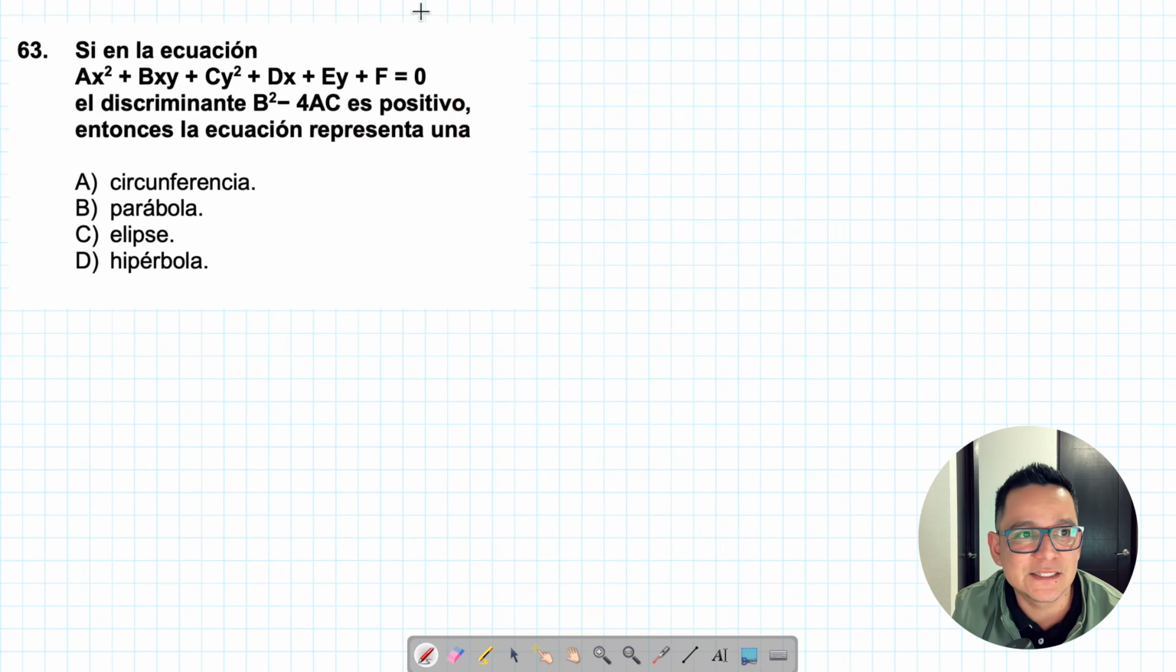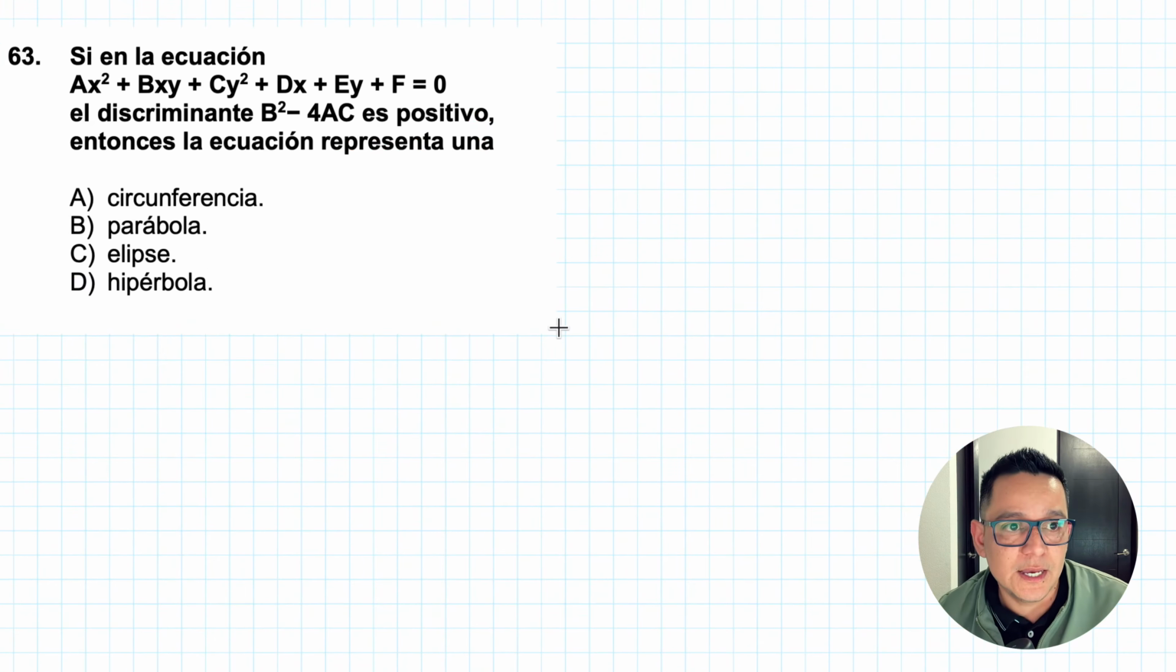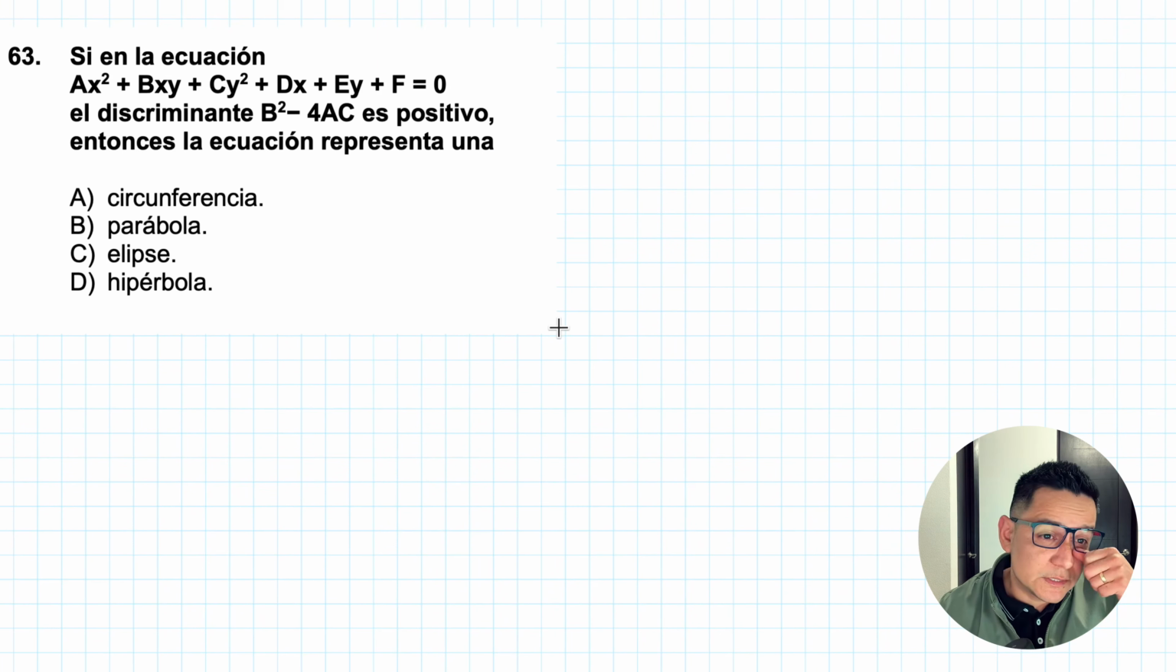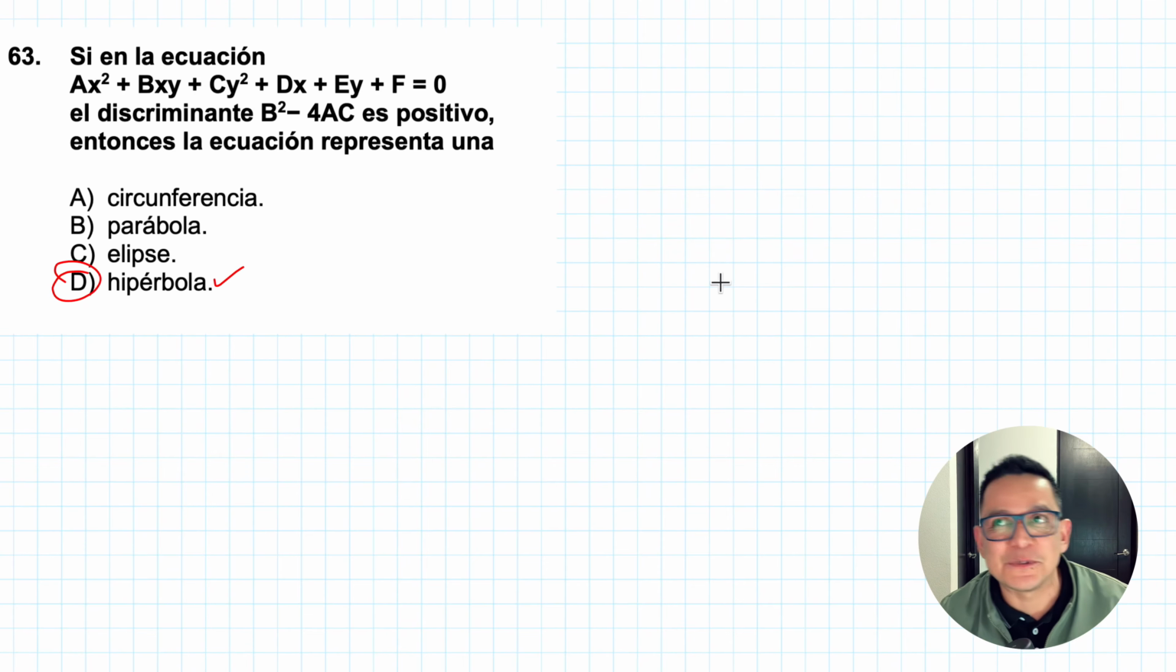Let's proceed to exercise 63, which says, if in the equation there's x squared plus bxy plus cy squared plus dx plus cy plus f equals 0, and the discriminant b squared minus 4c is positive, then the equation represents 1. Let's see. Look, this is also theoretical. The correct answer is if it's positive, it's this one, but then would this one here be the correct answer?